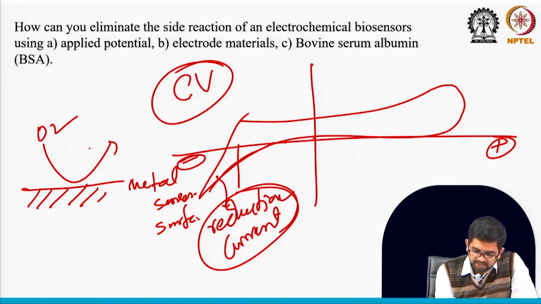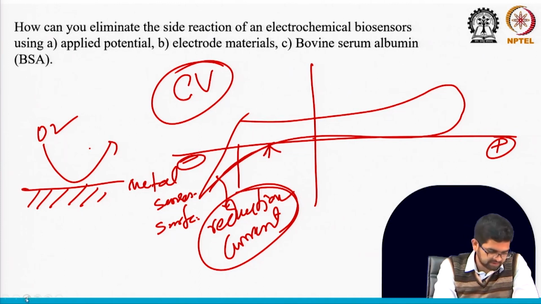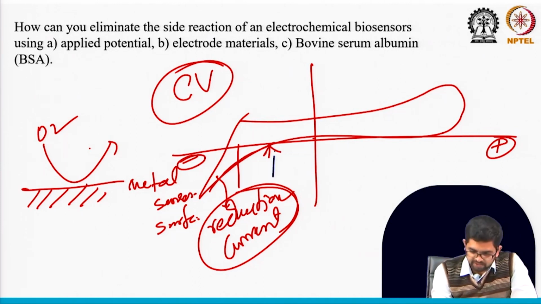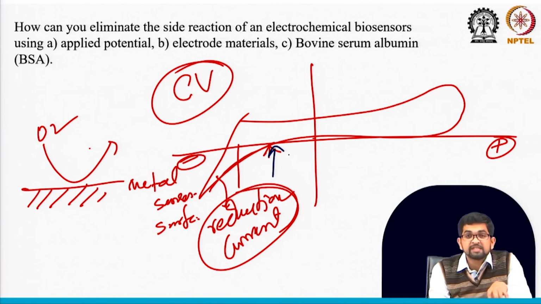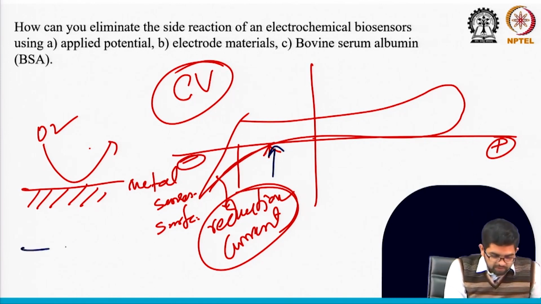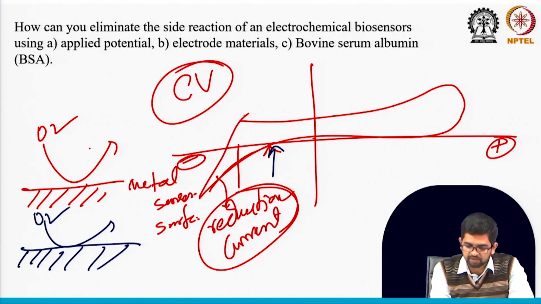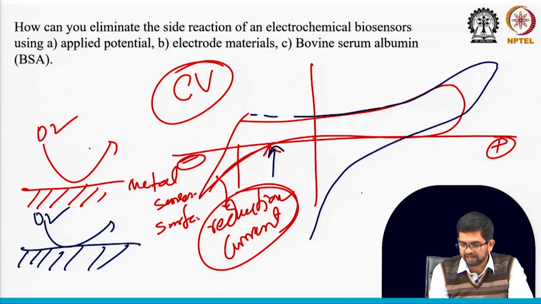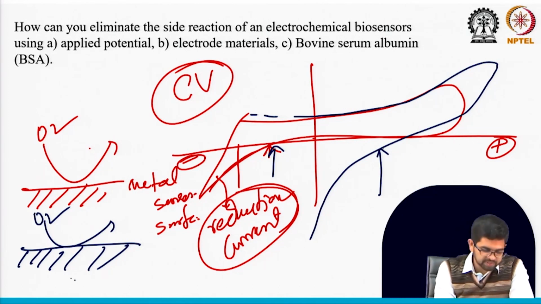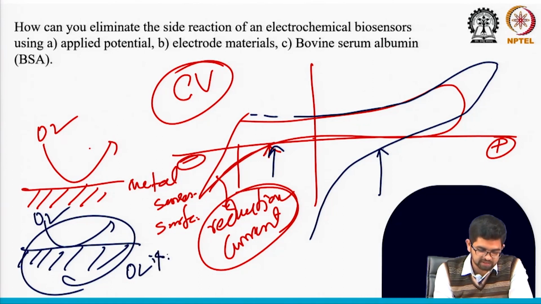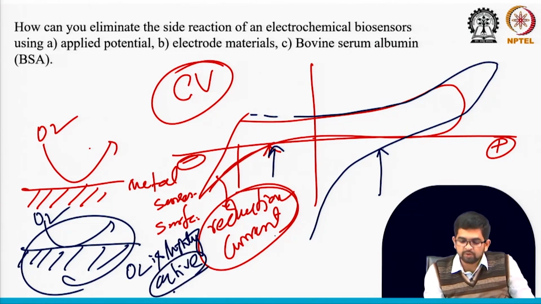So, reduction can start maybe from this position. From here the reduction is starting. This is because of dissolved oxygen. Now you have another sensor surface, and you are measuring the cyclic voltammogram again. In that case, you may get the oxygen reduction starting very early, here. It means that on that surface oxygen is highly active, because it can reduce easily.